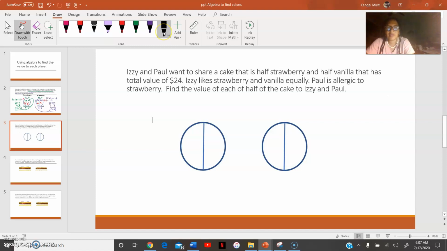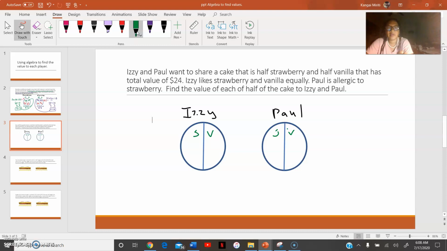Now, you might be ready already to know the values for Izzy and Paul, and you might tell yourself, I don't need algebra to solve this, and you are absolutely correct, but let's take a look at it. So let's look at how Izzy values this cake and how Paul values it. And remember, 1/2 is strawberry, 1/2 is vanilla.